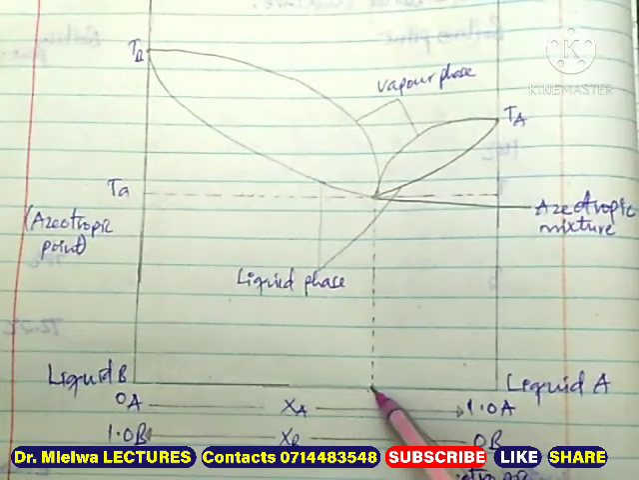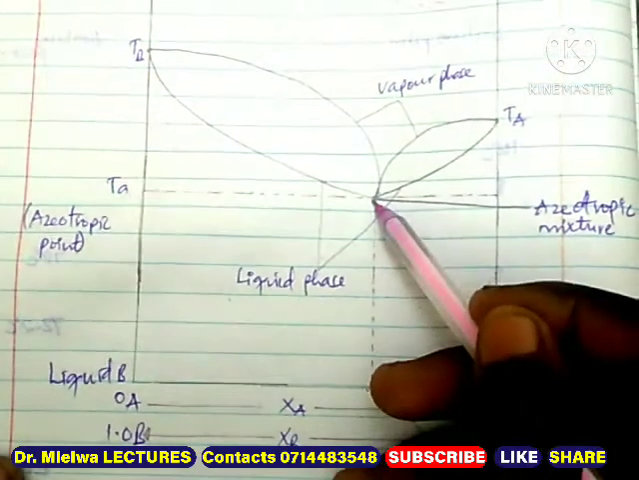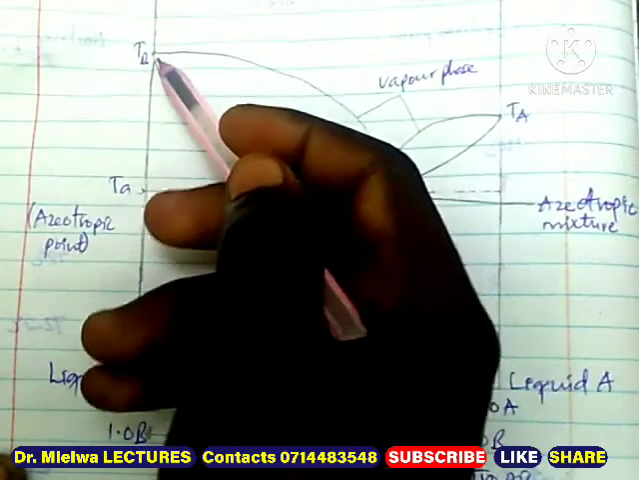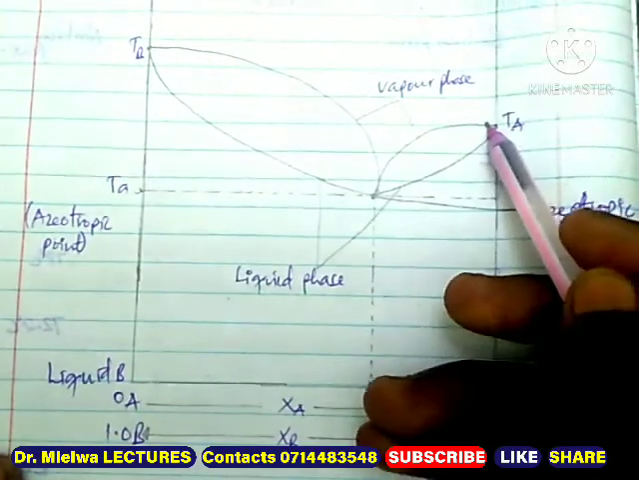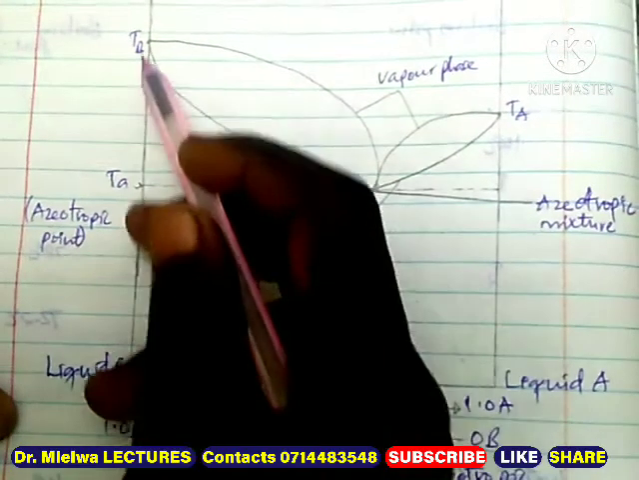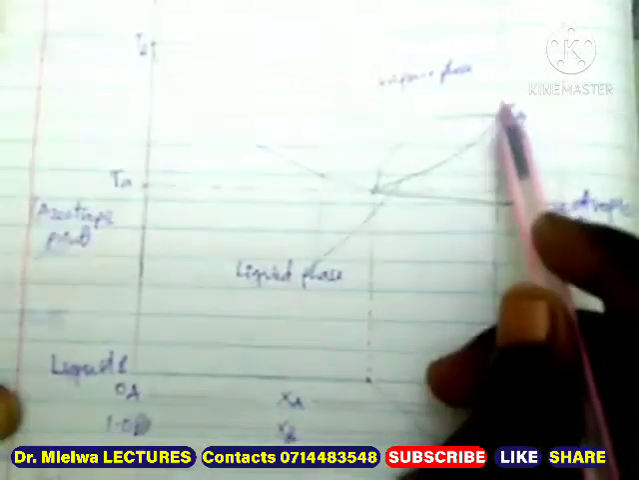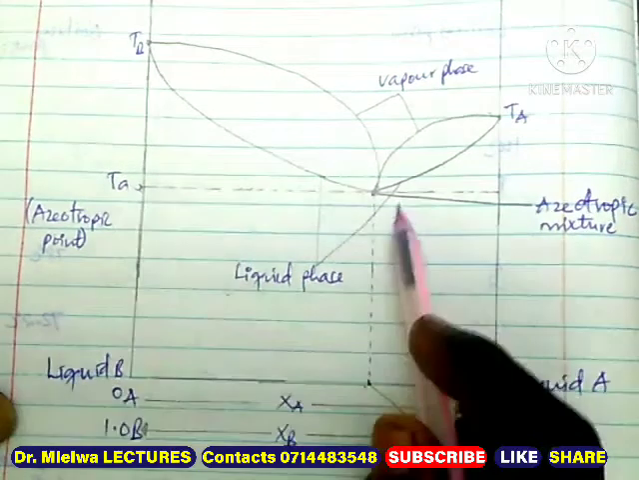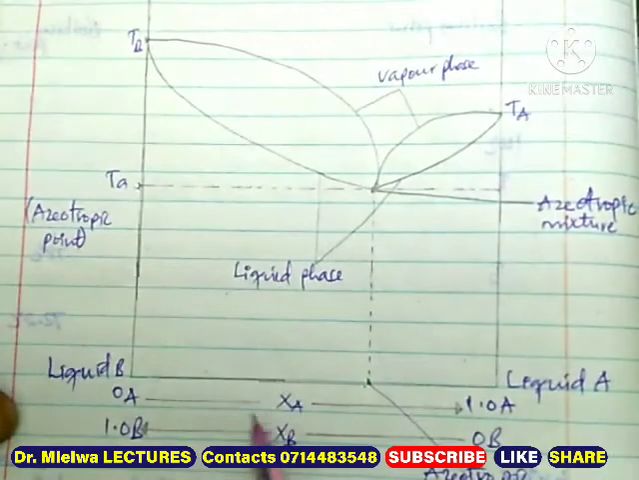Kwa hiyo hapa ni azeotropic composition, hii hapa ni azeotropic mixture, hii hapa ni azeotropic point. Wakati huku tuna boiling point of the pure liquids. Kwa hiyo kwenye positive deviation kama ambavyo unaweza kuona kwamba boiling point of B iko hapa, boiling point of A iko hapa, lakini the boiling point of the azeotropic mixture ni hapa, which is lower as compared with the boiling point of the pure liquids.